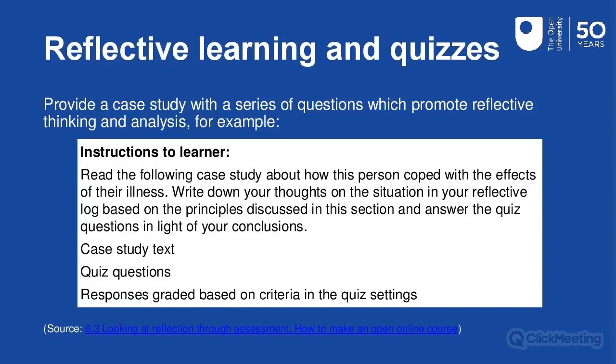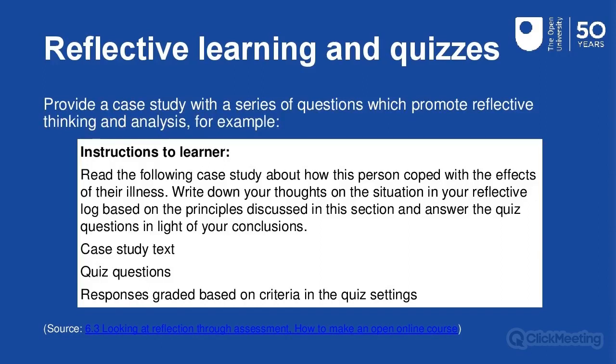And the responses are graded based on the criteria in the quiz settings. Now that could be formative or summative. It doesn't matter. You could use reflective learning and quizzes together. How to measure graded: you usually set a pass grade of some kind. You have to decide what that's going to be. So it could be 80% or 70% or whatever. But you would decide what the pass grade is going to be.